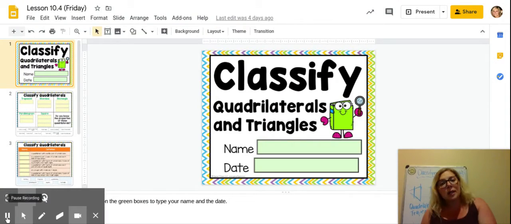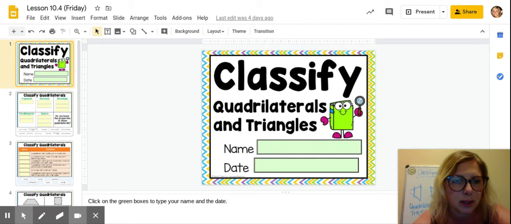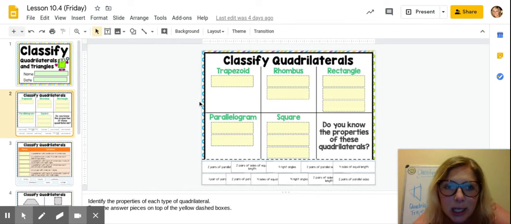Okay, so let's take a look at the work for today. We're classifying quadrilaterals, not triangles today, but it's the same thing. Here you're going to classify the quadrilaterals. It looks tiny here, so you could go over to the zoom button.